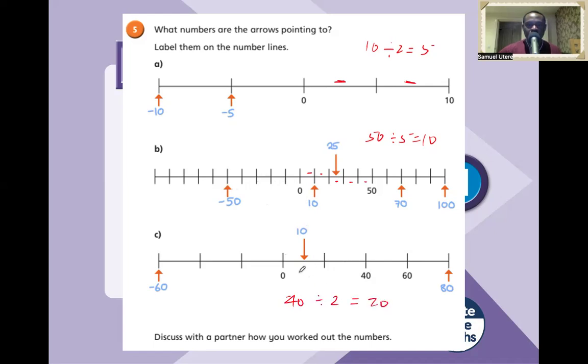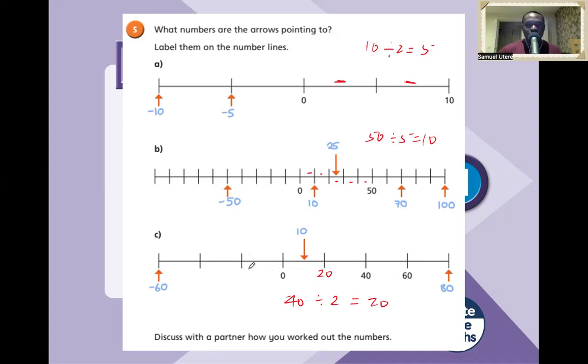So this number line will either increase going to the right by 20 every time, or decrease going down by 20 every time. So if that is the case, this should be 20. Halfway between 0 and 20 has to be 10. How do we know? 20 divided by 2, because we need half of that, is 10. That should be 60, because we're going up by 20: 20, 40, 60, 80.